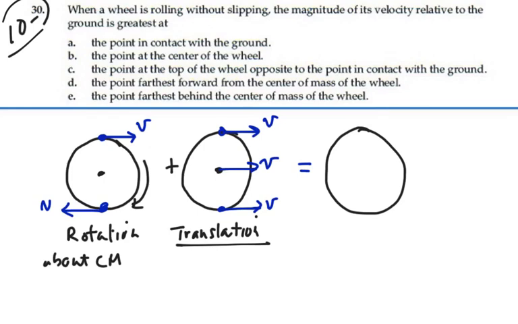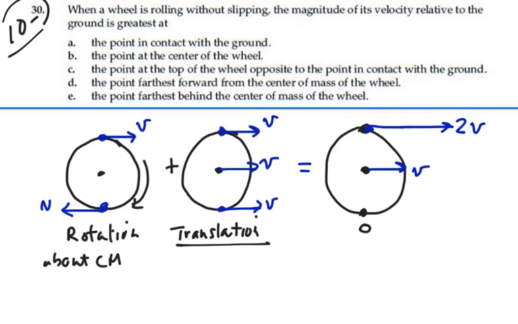And if we look in particular at the contact point at the bottom, we have that point with two velocities, one going to the left and one going to the right. So that point actually is momentarily stationary. The point in the middle, the center of mass, has nothing from the rotation, but then translating, it's moving at a velocity v. And the point at the top is actually moving at twice the velocity, 2v, twice the velocity of the center of mass. So at that moment, that point on the wheel is moving at the greatest velocity.